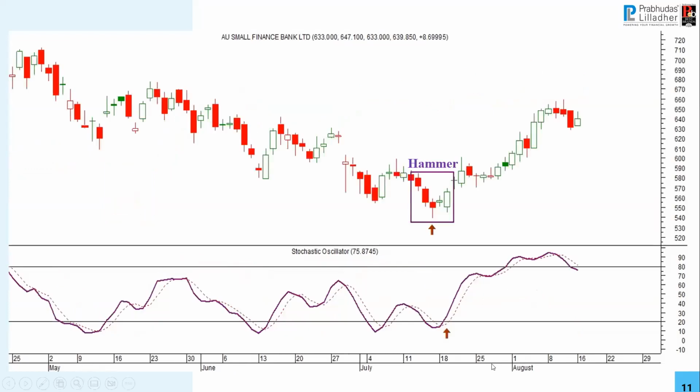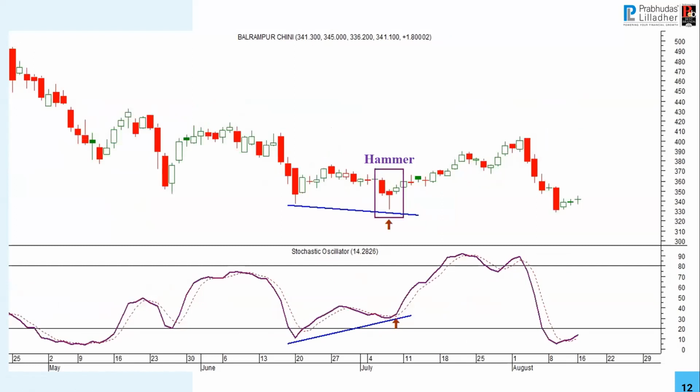Similarly, have a look over here in AU Small Bank. We studied hammer, and likewise you see the stochastic giving you a signal, coming out of the oversold zone, and it confirms a view of a bullish bias. Now, this is what we are talking about, positive divergence. Why positive divergence? Because it's going to give you an idea of buying. When it's buying, it's positive. When it's selling, it is negative.